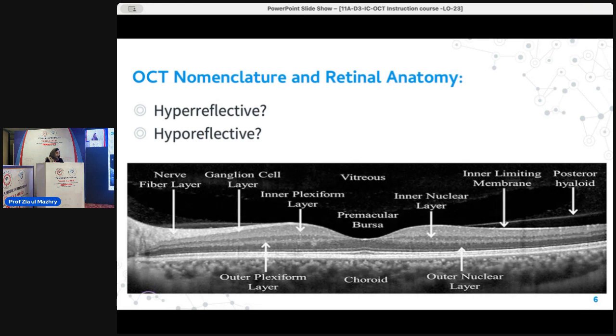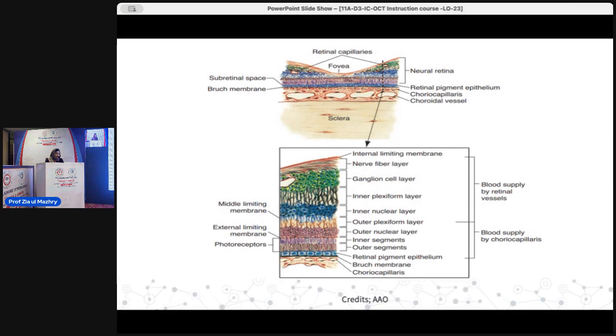So this is a beautiful diagram that explains the layers of OCT, and the terminology we use in OCT is simply in two words: hyporeflective, hyperreflective. Like all the radiology images and scans have their own nomenclature, OCT has its nomenclature of hyporeflective and hyperreflective. In MRI we say hypodense, hyperdense, and here we say hyporeflective, which is simply duller, blacker, and hyperreflective, which is a brighter tissue.